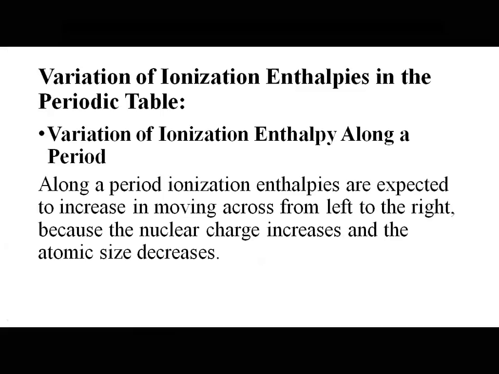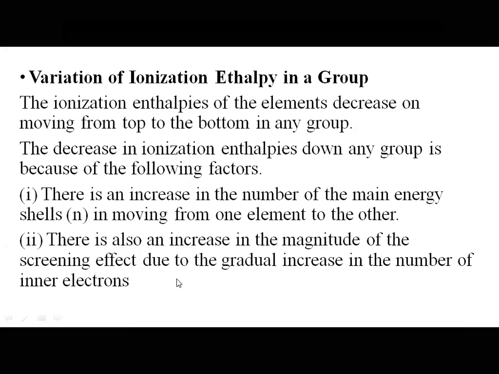Along the period, ionization enthalpies are expected to increase in moving across from left to right because the nuclear charge increases as the atomic size decreases. In a group, the ionization enthalpies of the elements decrease on moving from top to bottom. Why does it decrease? Because there is an increase in the number of main energy shells. That means atomic size is increasing in moving from one element to another down the group.